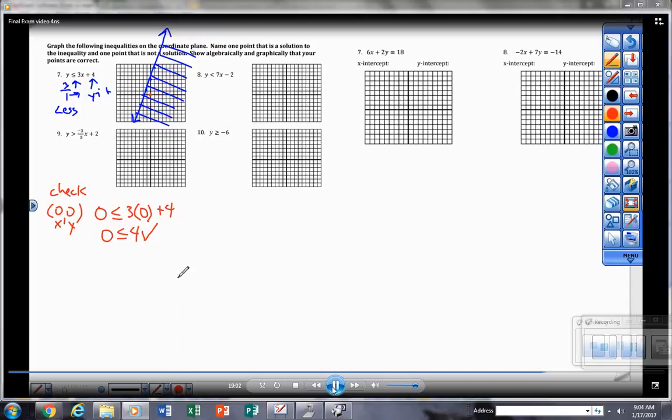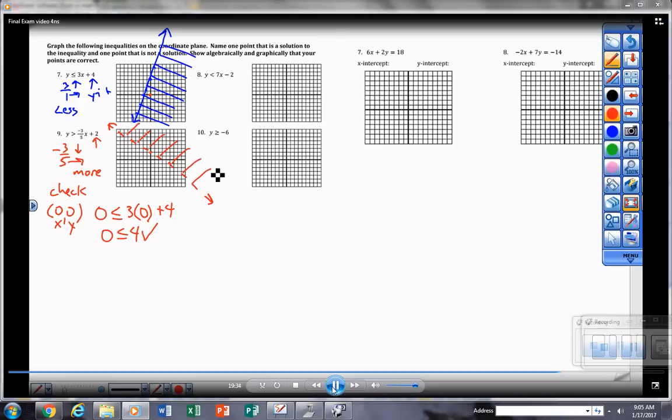All right, next graph has a y-intercept of 2. It's going to go over 5, down 3. So from that point, right 5, down 3. Right 5, down 3. Be able to stair step. That is a dotted line because of that inequality being just plain old more than. More than means shade above.